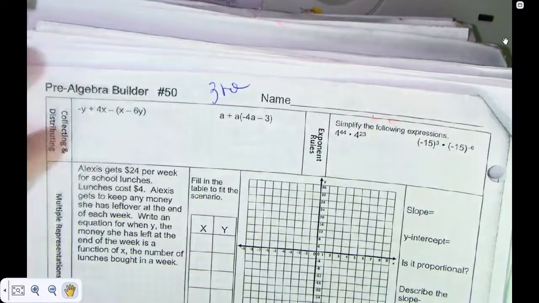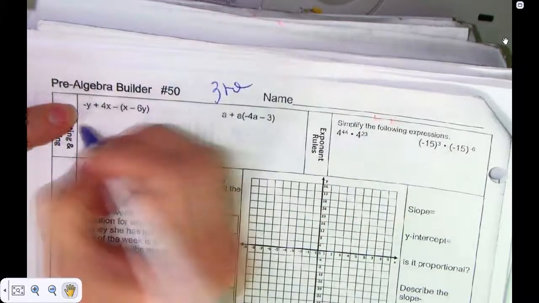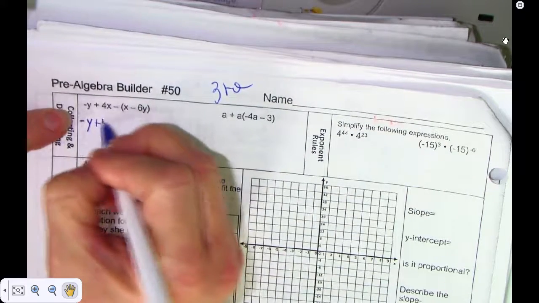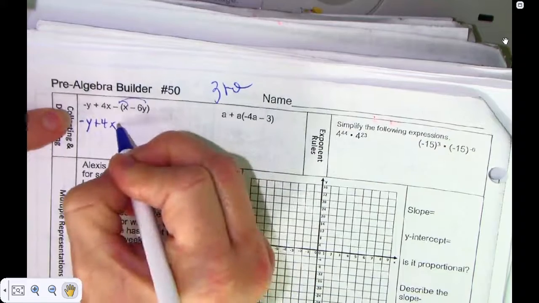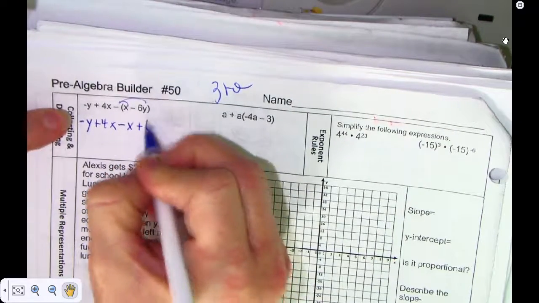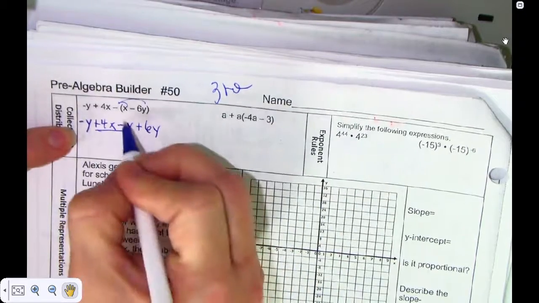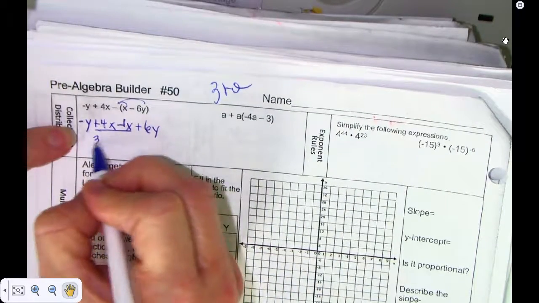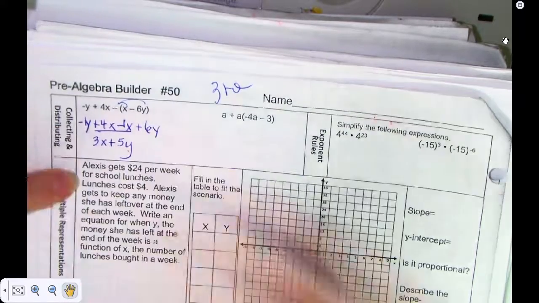Okay, let's do this quickly. What do I do right here? First, what do I need to do? Copy it down. Well, yes, negative y plus 4x. Now I'm going to change the signs in there, so it's going to be minus x plus 6y. Okay, x comes before y, so let's do that. 4x minus 1x is? 3x plus 5y. Because negative 1 plus 6 is 5y.